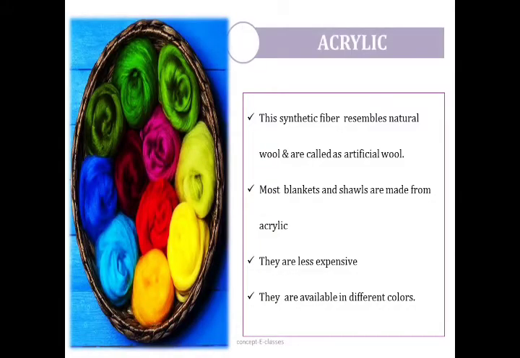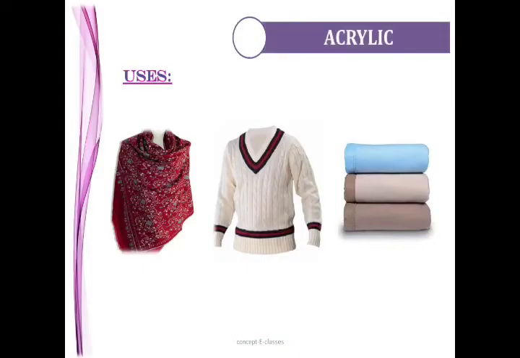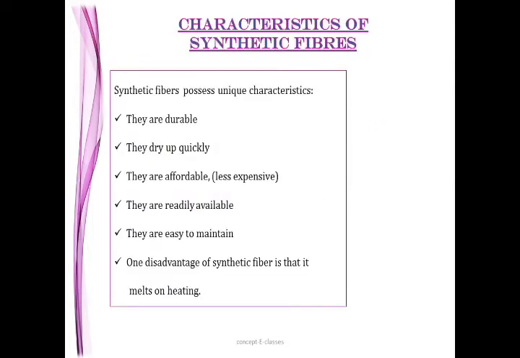This synthetic fiber resembles natural wool and is called artificial wool. Most blankets and shawls are made from acrylic, because they are less expensive and available in different colors. These are the uses of acrylic: making shawls, sweaters and blankets. Okay, these are the important uses.